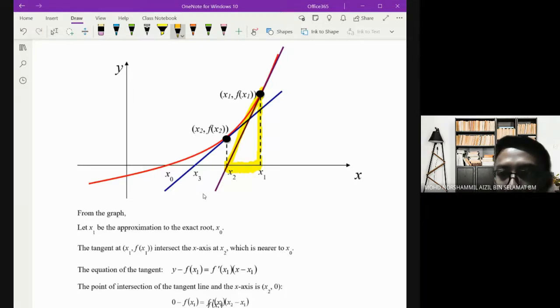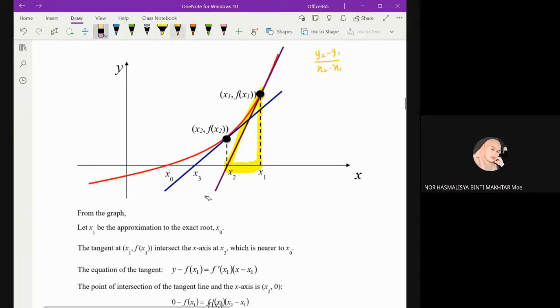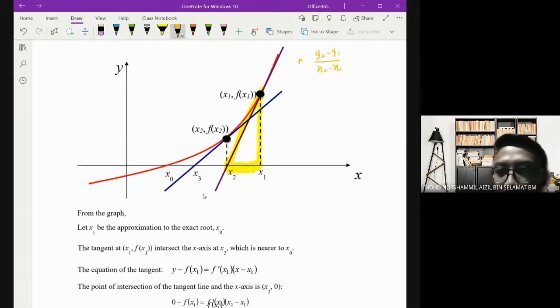Guys, ingat lagi tak zaman sekolah? m equals (y2 minus y1) over (x2 minus x1). Ingat lagi no? Betul tak? Ingat. Okay, ingat lagi. Alhamdulillah. Okay. So, dia macam ni guys. Formula maths ni, kita jangan nak faham dia macam ni sangat sebenarnya. Kita faham macam ni je. Vertical over horizontal. Kalau faham betul-betul apa maksud dia, sebenarnya benda tu macam ni je.